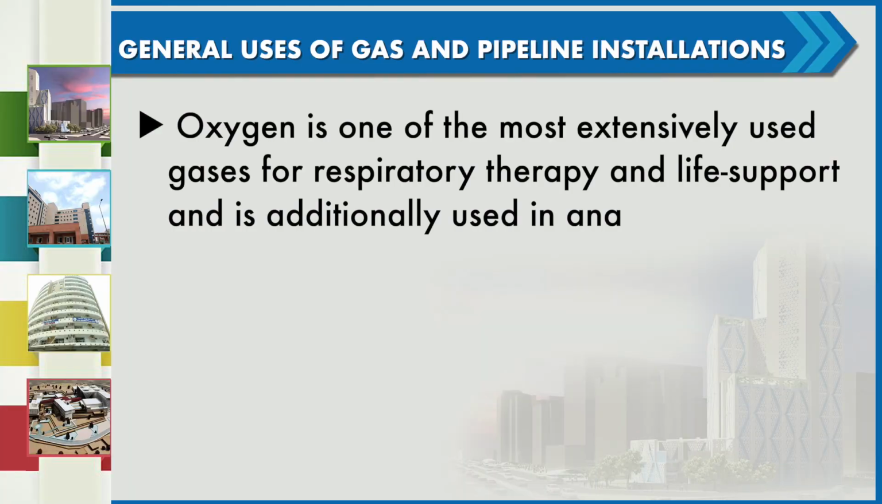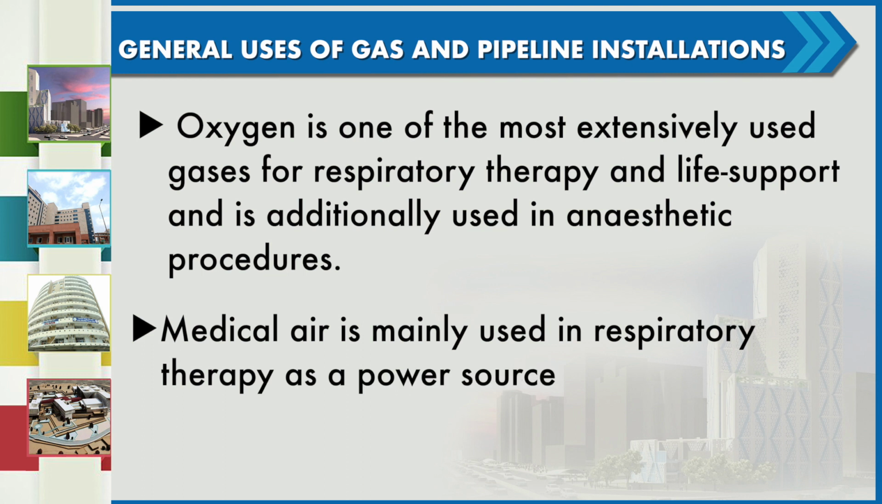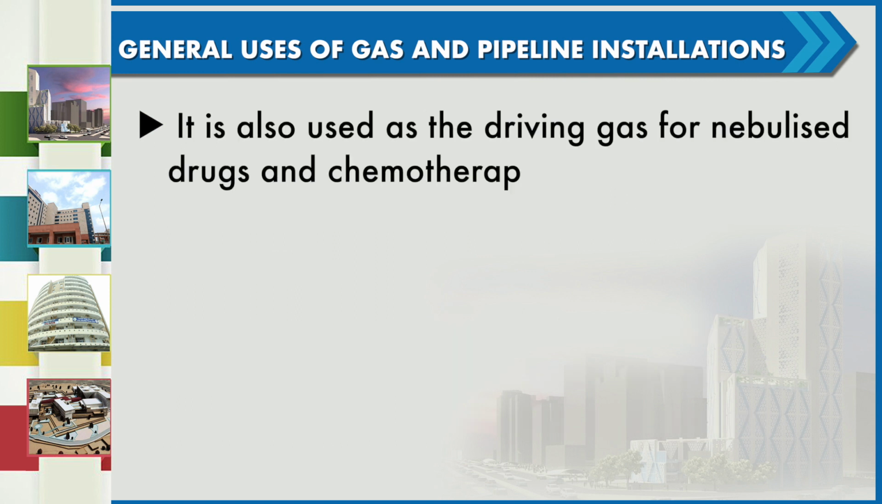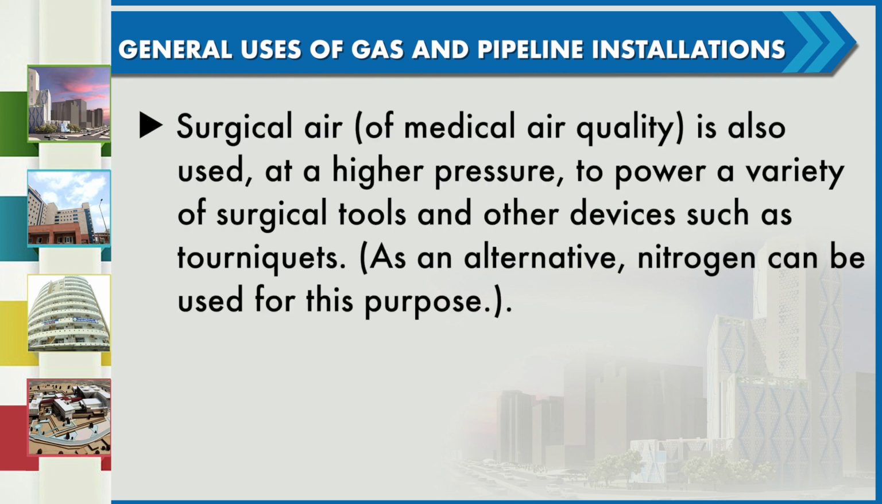Uses of gas and pipeline installations. Oxygen is one of the most extensively used gases for respiratory therapy and life support and is additionally used in anesthetic procedures. Medical air is mainly used in respiratory therapy as a power source for patient ventilators and for blending with oxygen. It is also used as driving gas for nebulized drugs and chemotherapy agents. Surgical air is also used at a higher pressure to power a variety of surgical tools and other devices such as tourniquets.